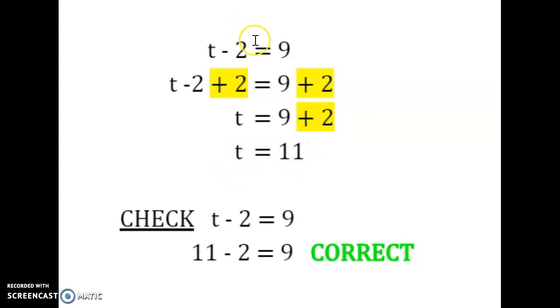Notice that for each stage, I lined up all of these equal signs. If lining up is something that's difficult for you, make sure that you use a ruler or something to keep yourself on board. As always, we checked and we put our 11 inside our t, and we know that 11 minus 2 equals 9.